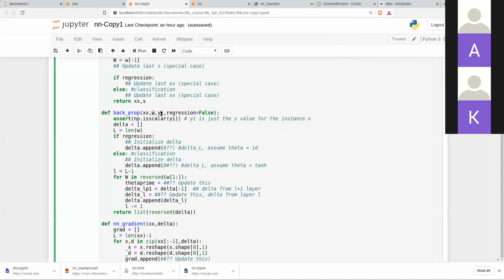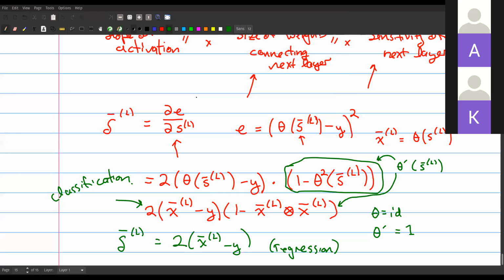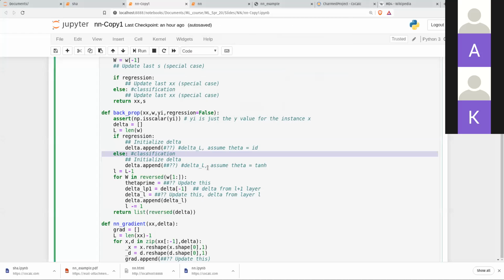This is the parameter vector, and this is the true label for the instance that we're actually working with. So now, depending on whether you're doing regression or classification, you initialize delta differently. That's what we were talking about in this very last part. So this is the initialization stage. If you're doing regression, then delta should be that. If you're doing classification, then delta should be that.